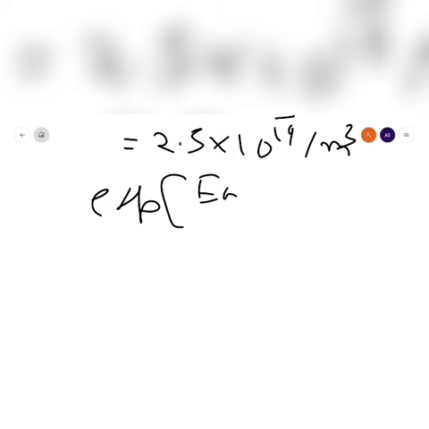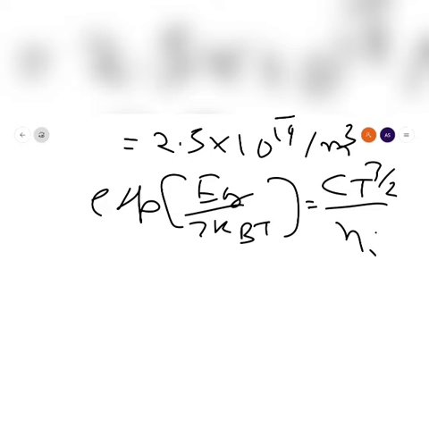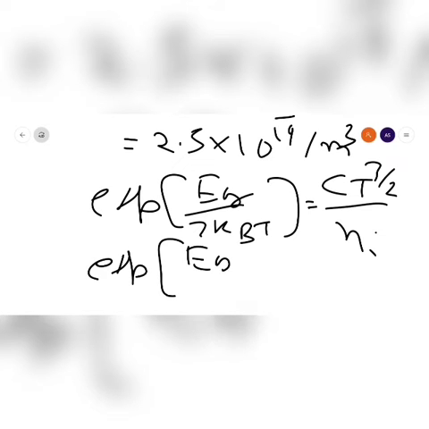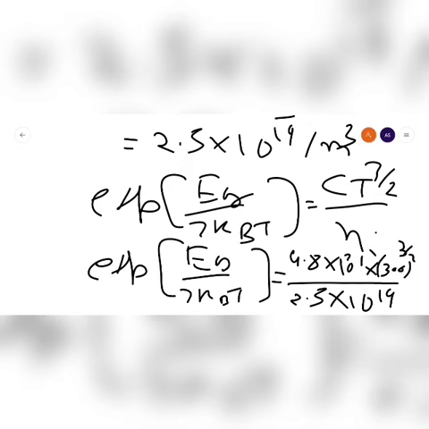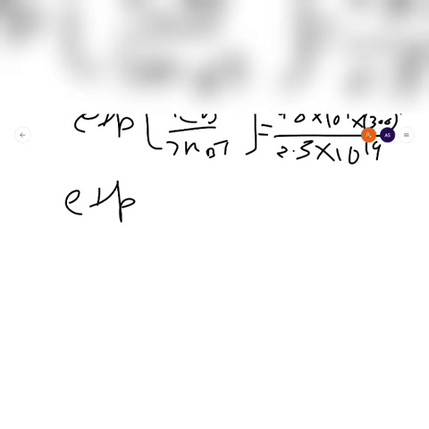Now when you know the value of n_i, you can calculate the value of the exponential term, e^(Eg/2kBT) = C T^(3/2) / n_i. The value is 4.83 × 10^21 times T, room temperature 300, to the power 3/2, divided by 2.5 × 10^19. The final value of the exponential term is 10^6.